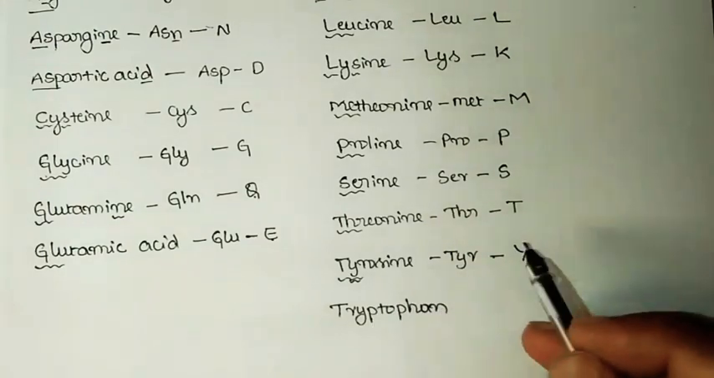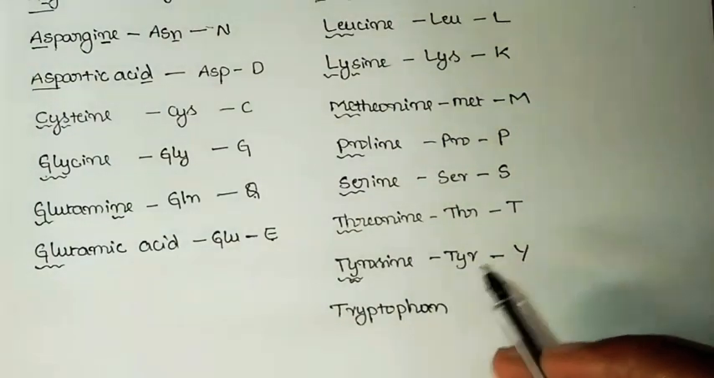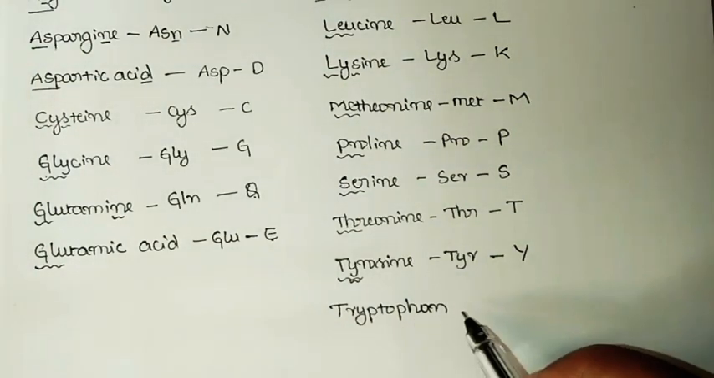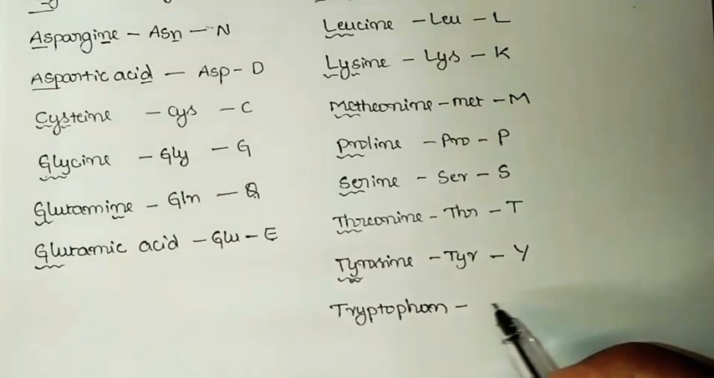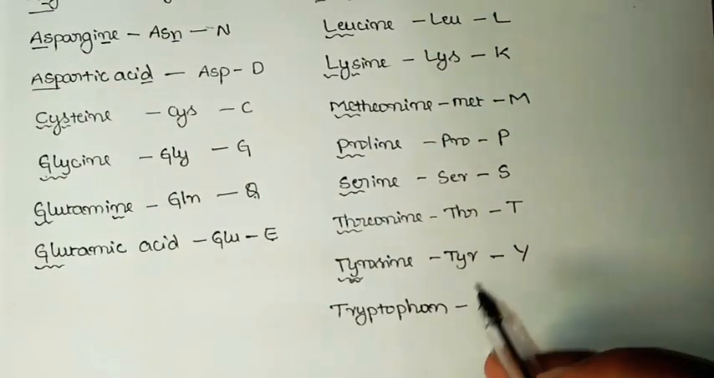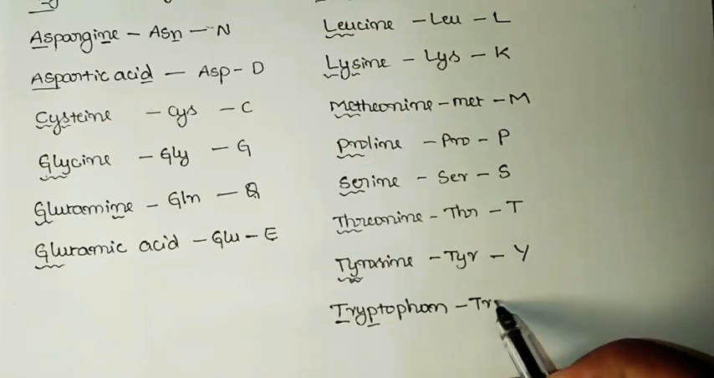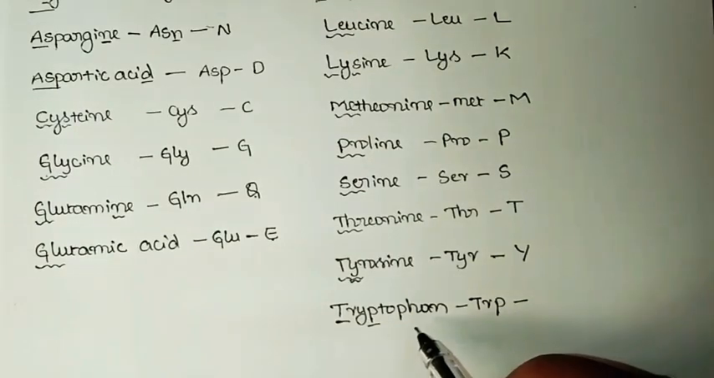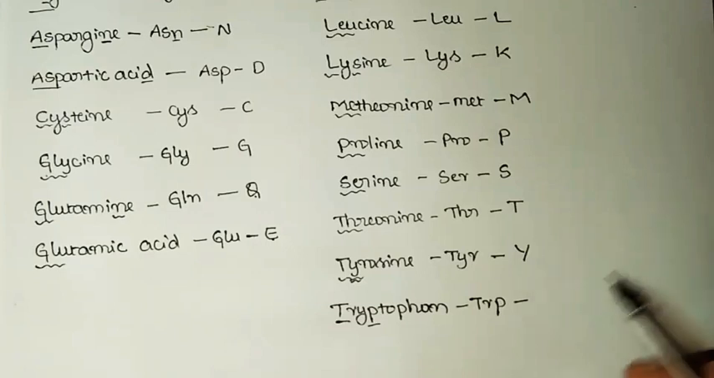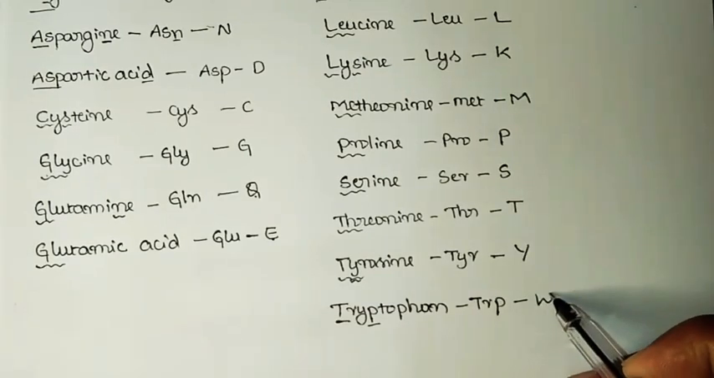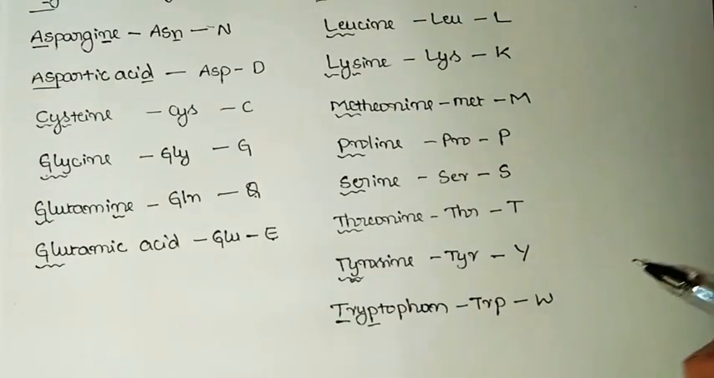Tryptophan is the amino acid. So we are having two rings in case of tryptophan, and for that let us say in this way. So tryptophan, TRP is the three-letter word for tryptophan. Since in tryptophan we are having two rings, so just symbolically indicating with W.